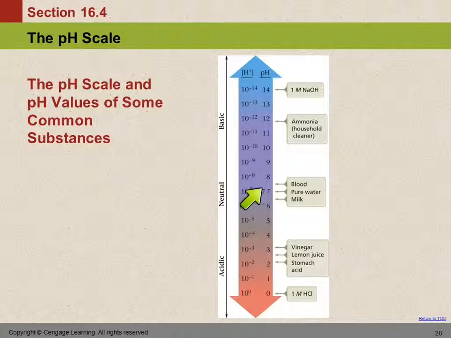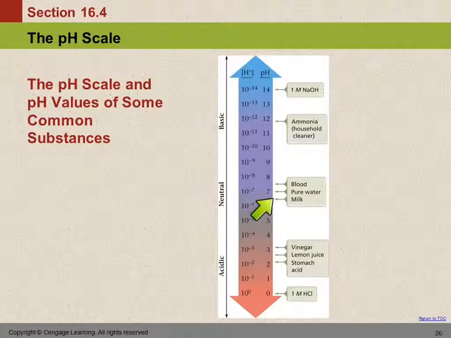Here in the neutral, right in the middle at 7, we have pure water. That's at 7. Your blood is at 7.4. Little bit basic. The pH of your blood matters a great deal, and your body has systems in place to regulate it and keep it in a very narrow range. I think it's like between 7.3 and 7.5. It keeps it right in that really tight range. If the pH of your blood gets significantly higher or lower, you're in trouble.